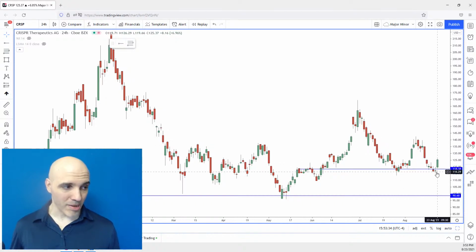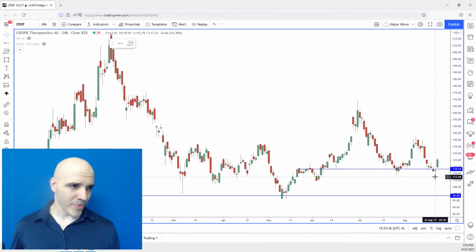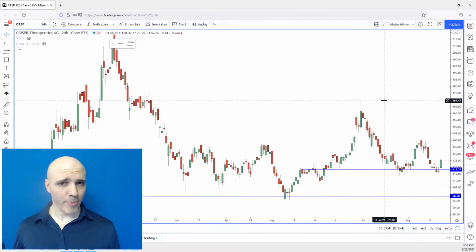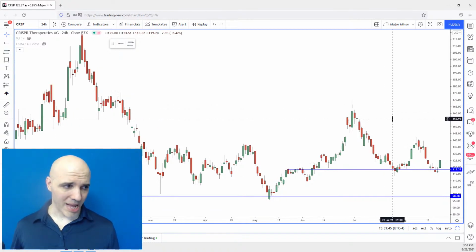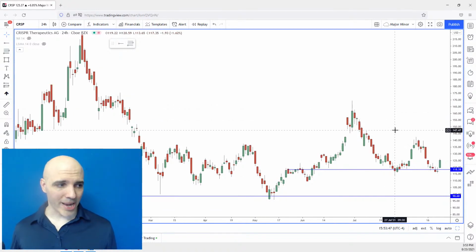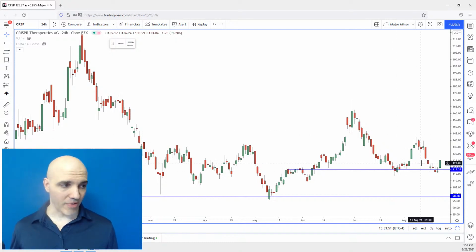Unless you're willing to risk, let's see, 115 is the low, unless you're willing to risk 10 points, which might still be reasonable for a stock like this, but still, why would you buy into a vertical candle? So that's what I think about this. You're near a support level, but the move is on its way and you're taking more risk.